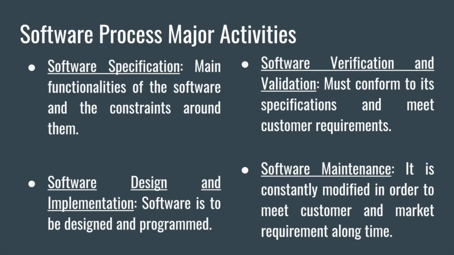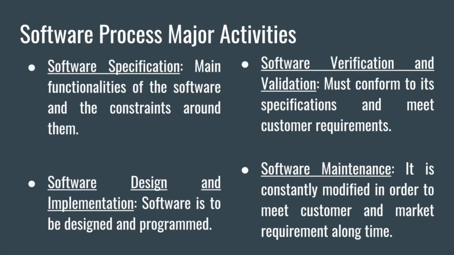The next thing would be software design and implementation, which is also pretty straightforward. It's just understanding the software has to be designed before it has to be programmed, and then it has to be programmed. So those are the 2 basic building blocks of any major software process development.